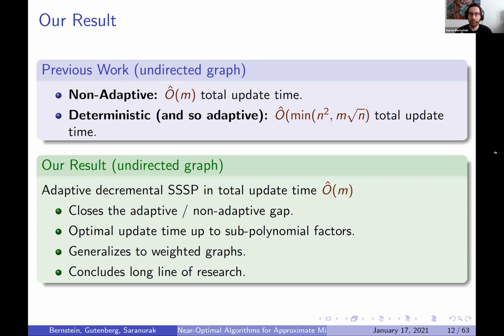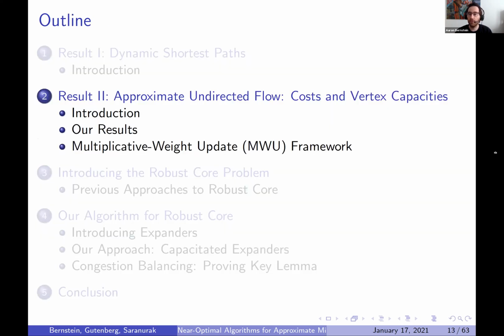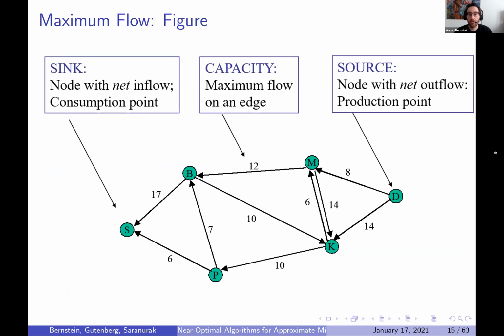Okay, so that's result one. Result two is on a totally unrelated problem. So it's about flow problems. I'm not going to go into the details of flow algorithms. Most of this talk is going to be about shortest paths, so I'm not really going to define them very carefully. I think we all basically know what a flow problem is. You have a source, you have a sink, you have some capacities, you want to send flow.